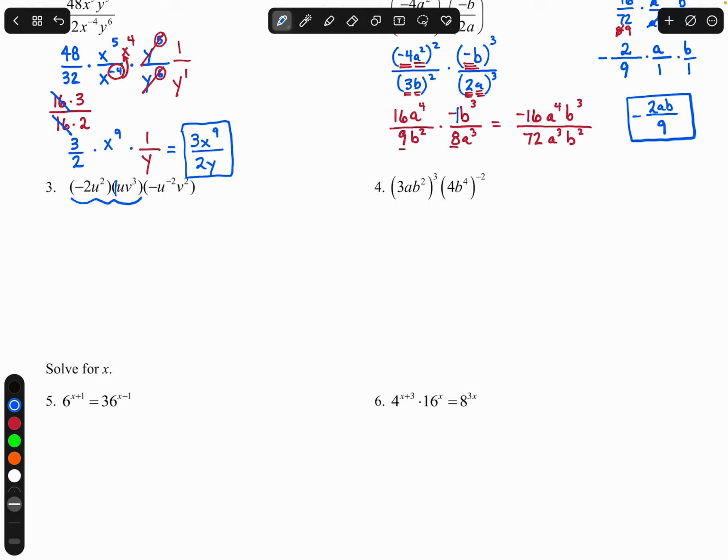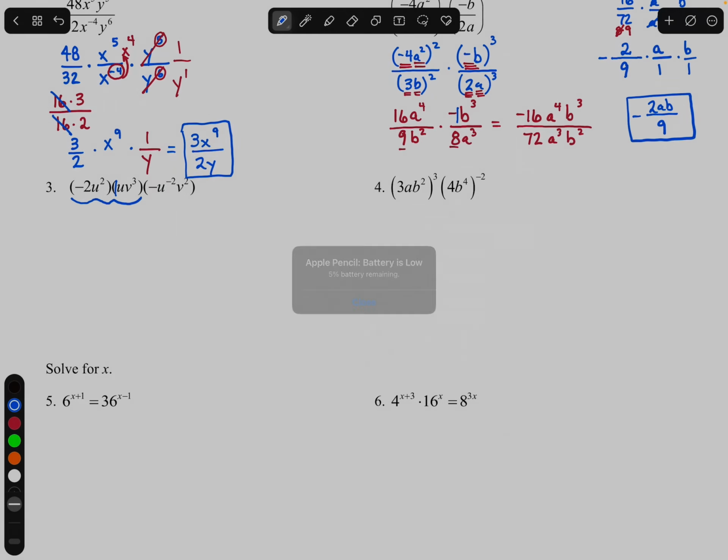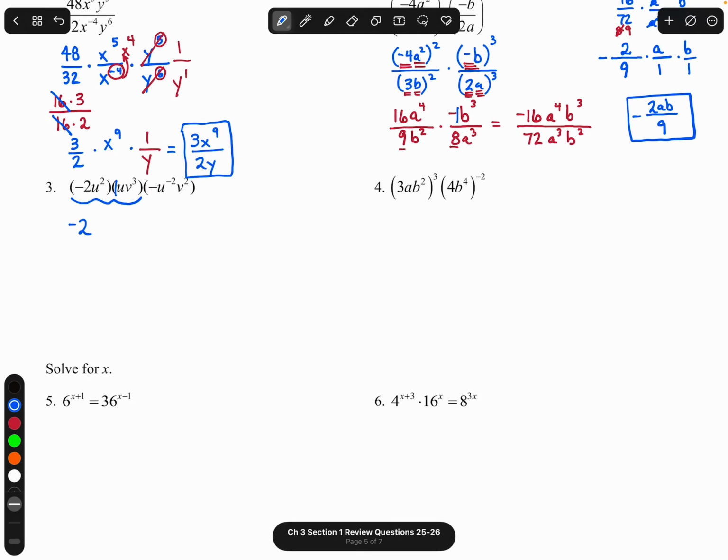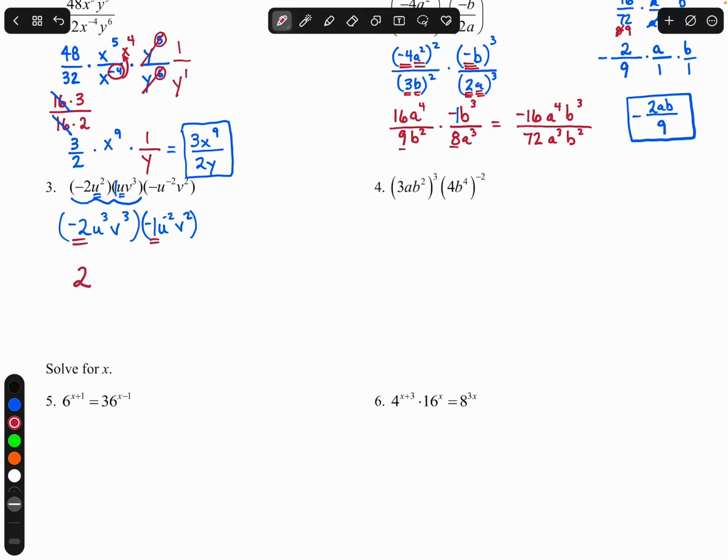This has like a 1 in front, so it's like negative 2 times 1 is negative 2. U squared times u would be a u to the 3rd, and then I'd have a v to the 3rd. That's my product of those first two quantities. Now if I take it here and I multiply it times my negative u to the negative 2nd v squared, okay, so I'm going to say this is like a negative 1 u to the negative 2nd v squared. So negative 2 times negative 1 is going to be a positive 2.